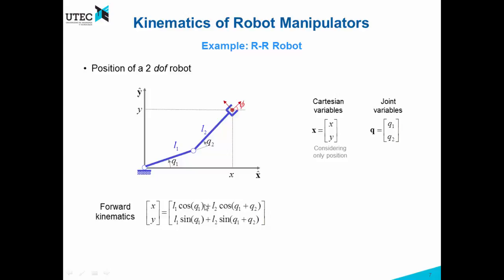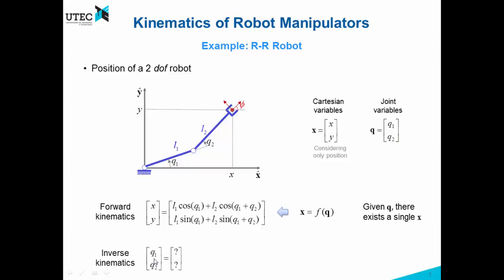So as we saw before, we can geometrically establish that x, the position here in x of the end effector, is going to be L1 cosine of q1 plus L2 cosine of q1 plus q2 using simple geometry. And the same is true for y, but changing cosines with sines. So this in general can be established as this one. x equals a function of the joint space. That is, given q, there exists a single x.